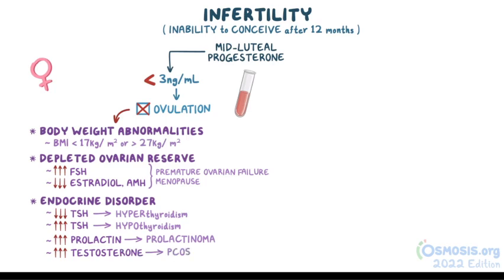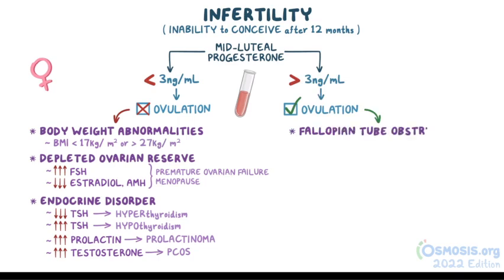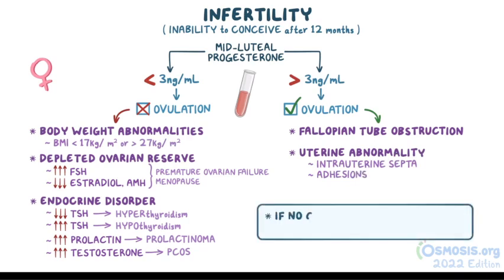Going back, if mid-luteal progesterone levels are higher than 3 nanograms per milliliter, ovulation is happening, and the cause is likely because of fallopian tube obstruction or a uterine abnormality, like intrauterine septa and adhesions. Finally, if no cause for male or female infertility is found, the term unexplained infertility is used.